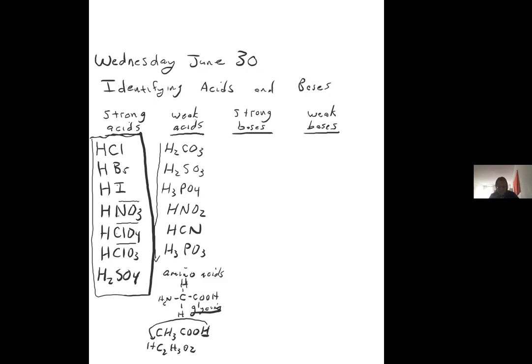Now, what about the strong bases? There are actually 7 of those as well. So LiOH, NaOH, KOH, RbOH, CsOH. Those are the alkali metals, the first column, 1A.